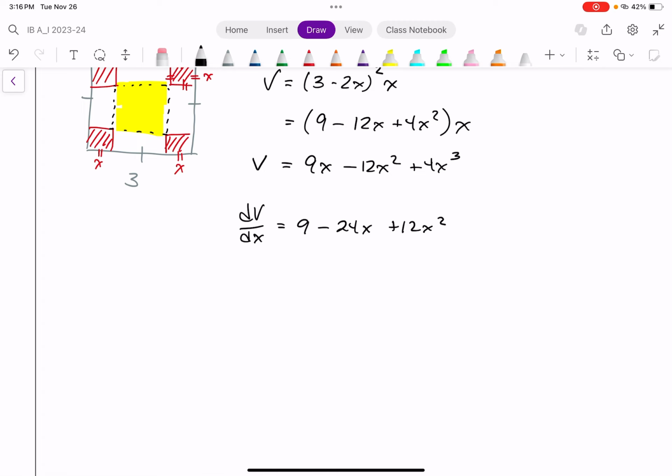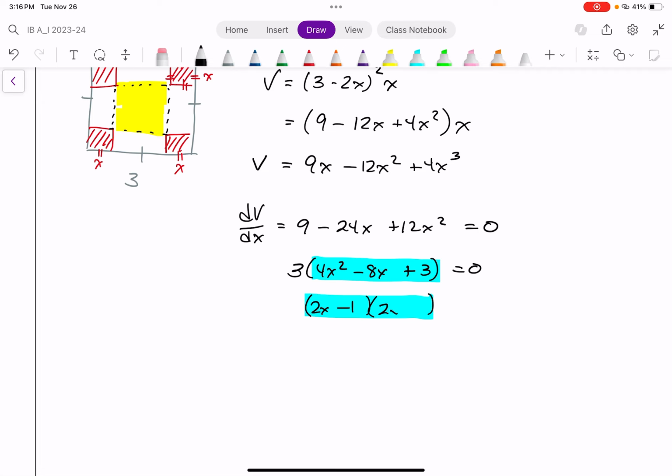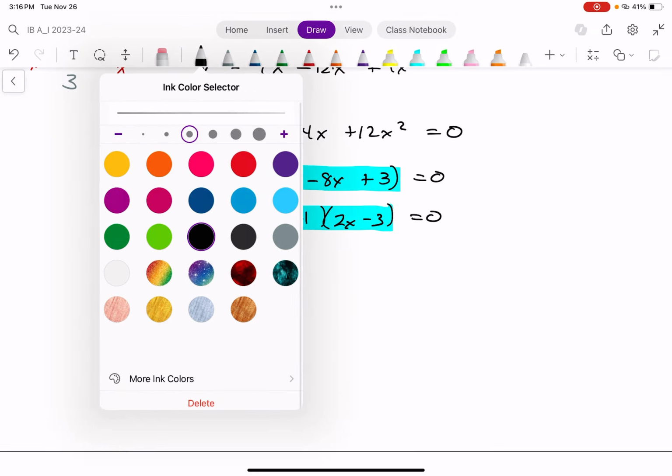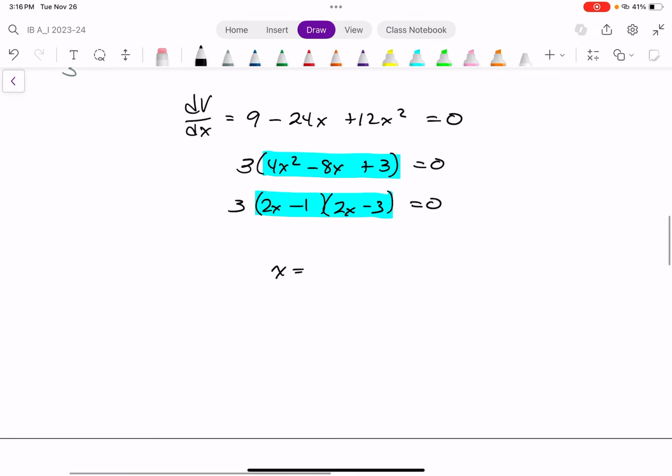And now I want to find the stationary points of this function. So I want this to equal 0. And again, you could just solve this by graphing at this point. I'll solve this a little more algebraically. I can take a factor of 3 out of this. And if I rearrange this, take a factor of 3, I get 4x squared minus 8x plus 3, all that equals 0. This can indeed be factored. And so you get 2x minus 1 and 2x minus 3. So now I can algebraically, by looking at the factors, see my solutions. I have 2 solutions here, 2 stationary points. x equals 1/2 and x equals 3/2, which is 1.5.